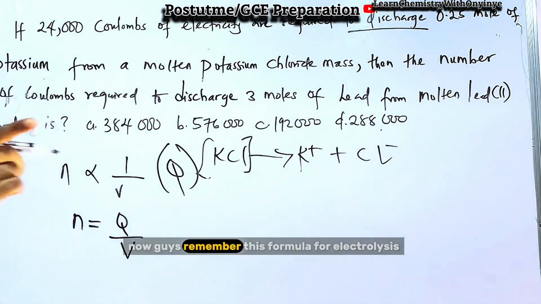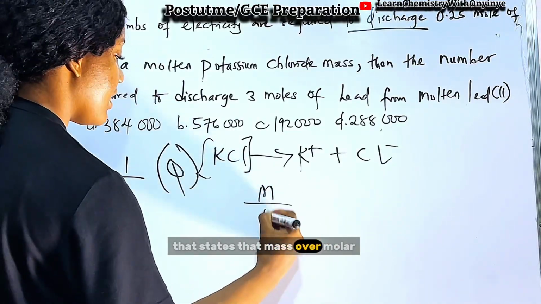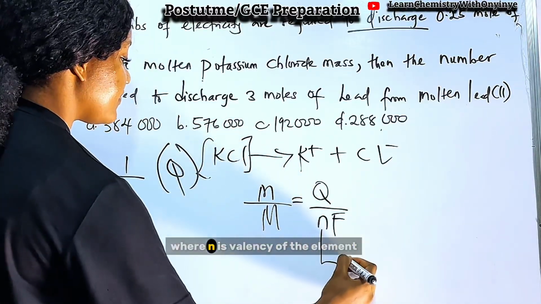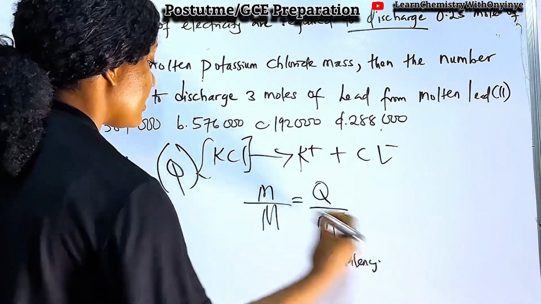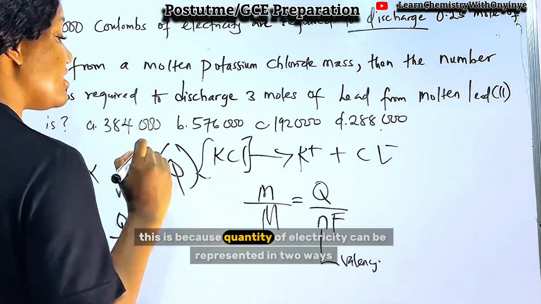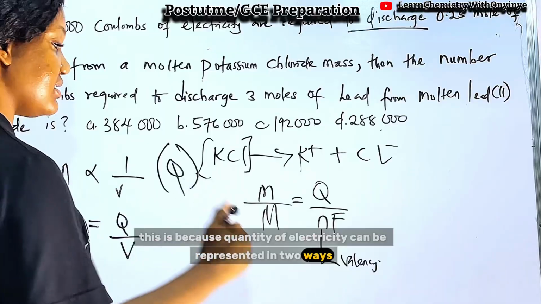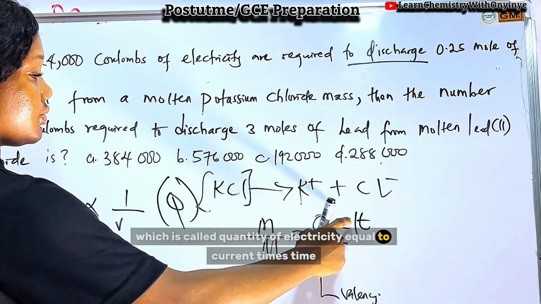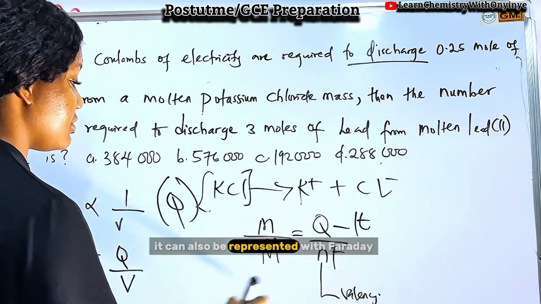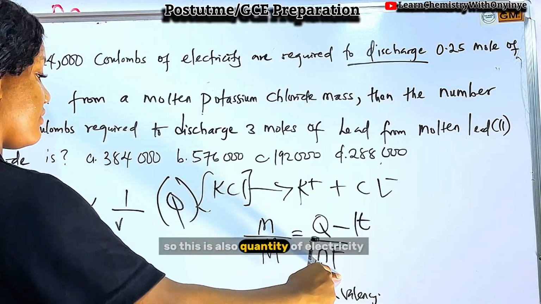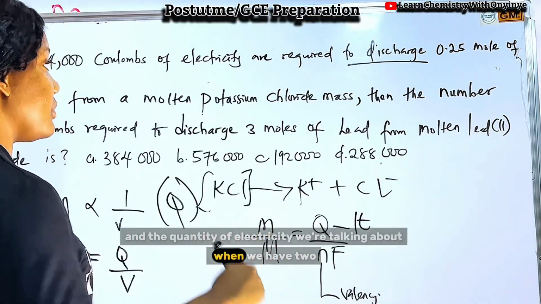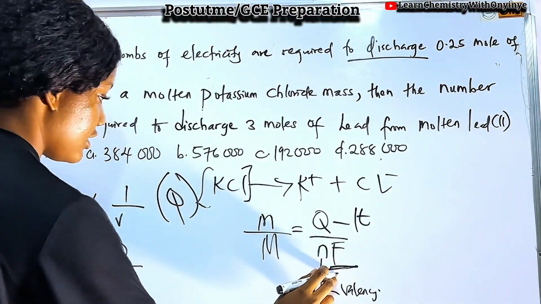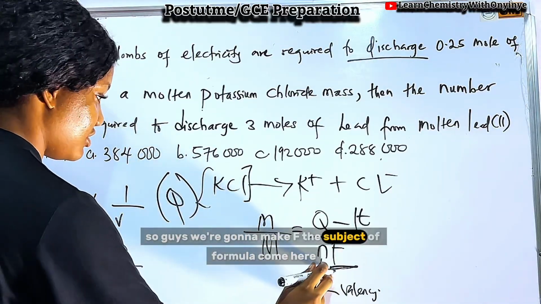Now, guys, remember this formula for electrolysis that says that mass over molar mass equals quantity of electricity over NF, where N is the valency of the element. This is because quantity of electricity can be represented in two ways. It can be represented with IT, which is quantity of electricity equal to current times time. It can also be represented with Faraday. So this is also quantity of electricity. And the quantity of electricity we're talking about when we're comparing two electrolytes is this quantity of electricity, F. So guys, we're going to make F the subject of the formula.